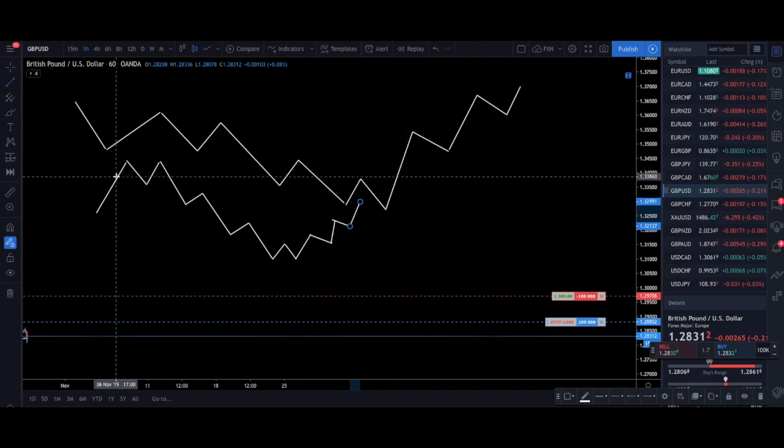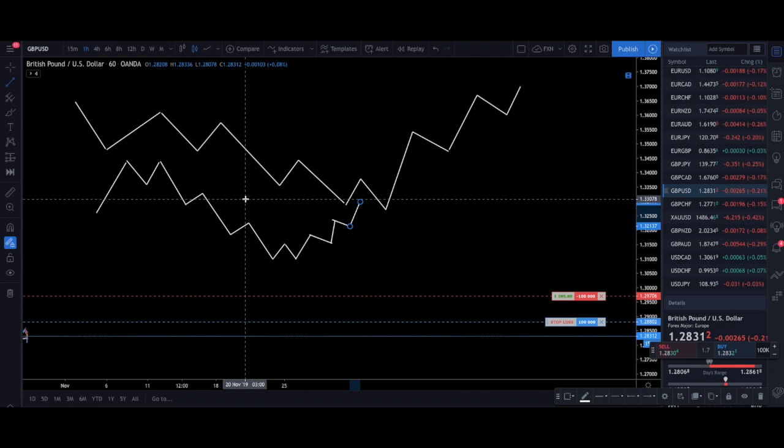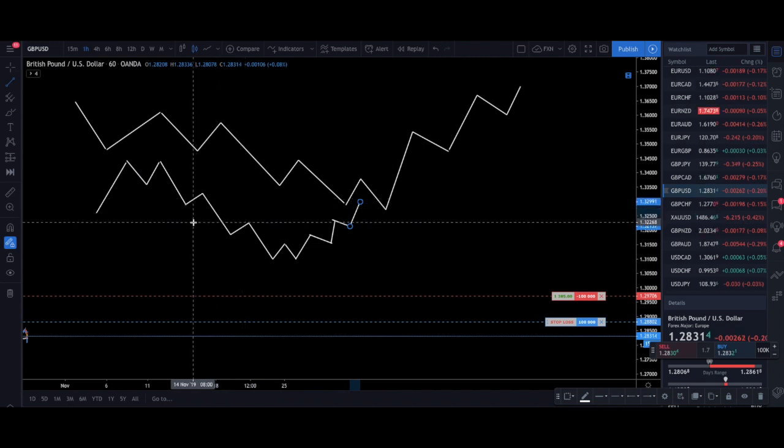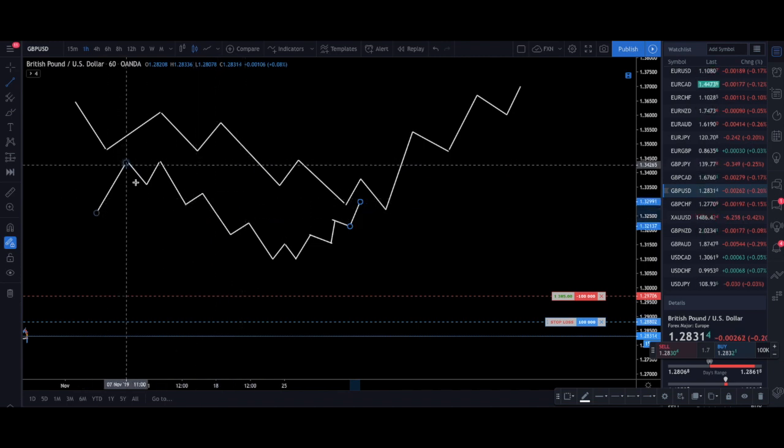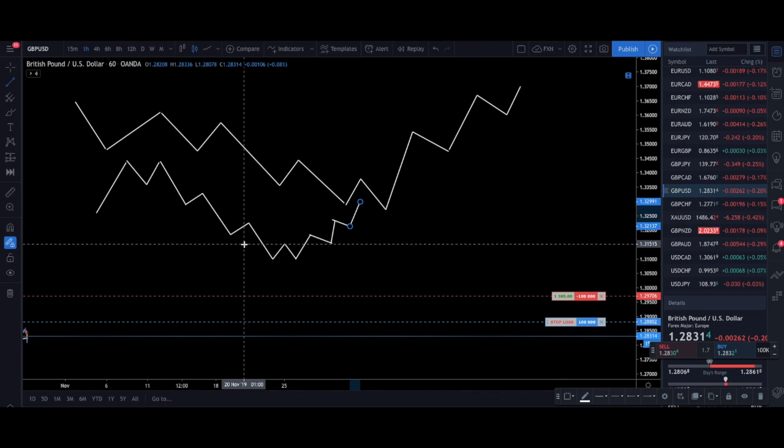Okay, now to be able to do this, it takes practice, obviously, number one. So before you start doing this, go and back test it on a pair. Pick any pound pair, whatever pair you want, it doesn't matter.